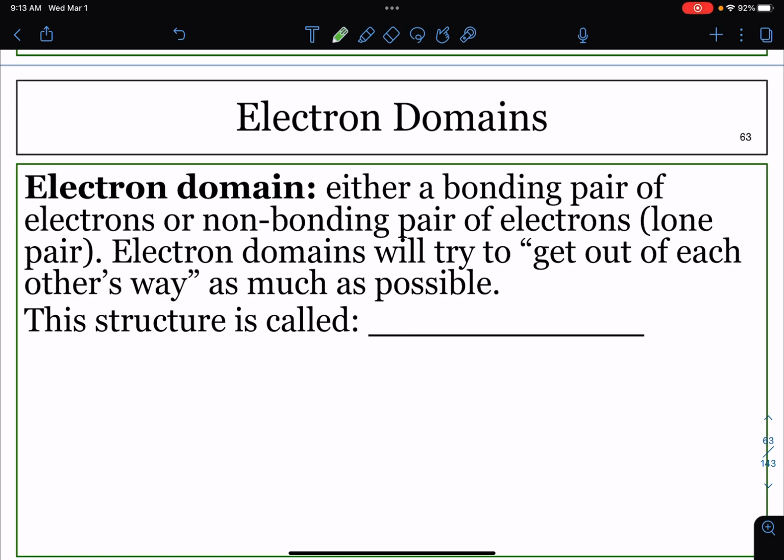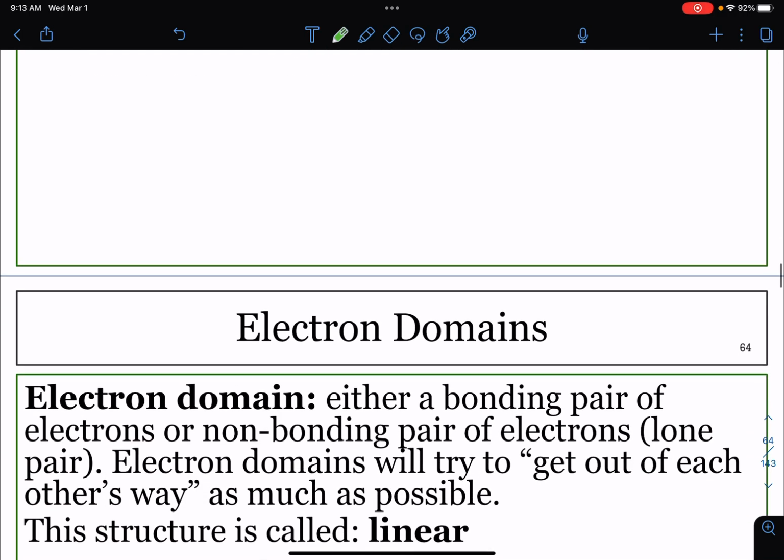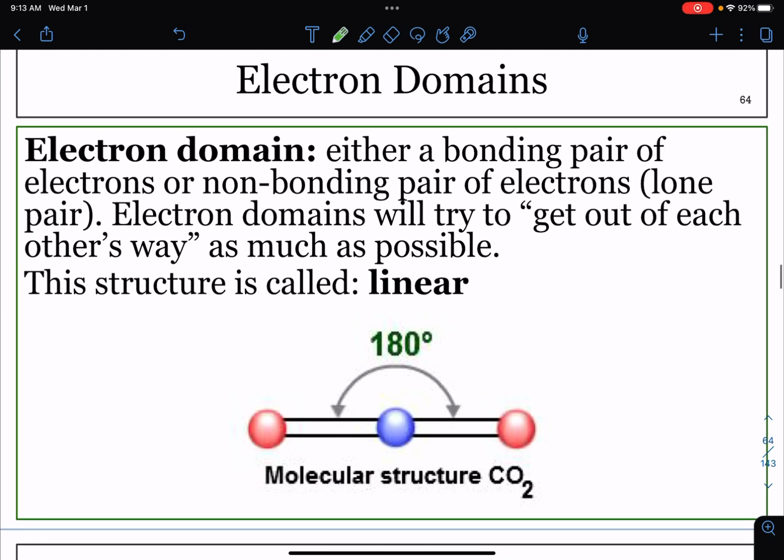Electron domains will try to get out of the way of each other as much as possible because the electrons repel each other. So carbon dioxide has a linear structure because the 2 electron domains around carbon are going to spread out as far away from each other as possible, which will end up forming a straight line between the 3 atoms, the oxygen, the carbon, and then the other oxygen. The bond angle for this structure is 180 degrees.